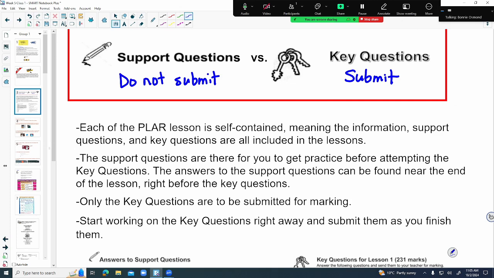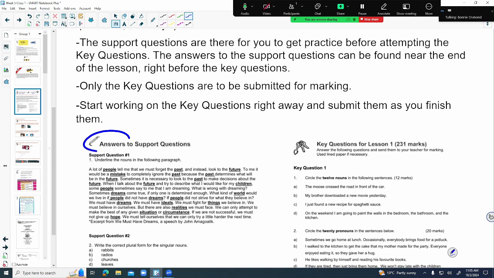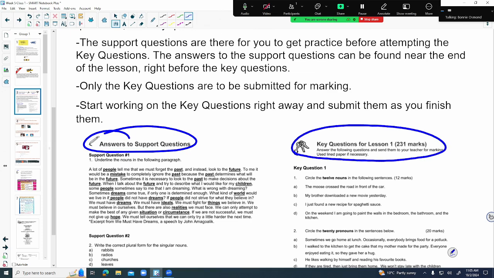The answers to those support questions are near the end of the lesson, and they're right before the key questions. So you will see a page, at the top of the page it says answers to support questions. So you can find the answers there. Check the answers that you wrote to the support questions against the ones at the back, and see how you're doing. If you're doing really well with the support questions, then you move on to the key questions. The key questions are the ones that you get marks for. Those are the ones that you submit to me for marking.